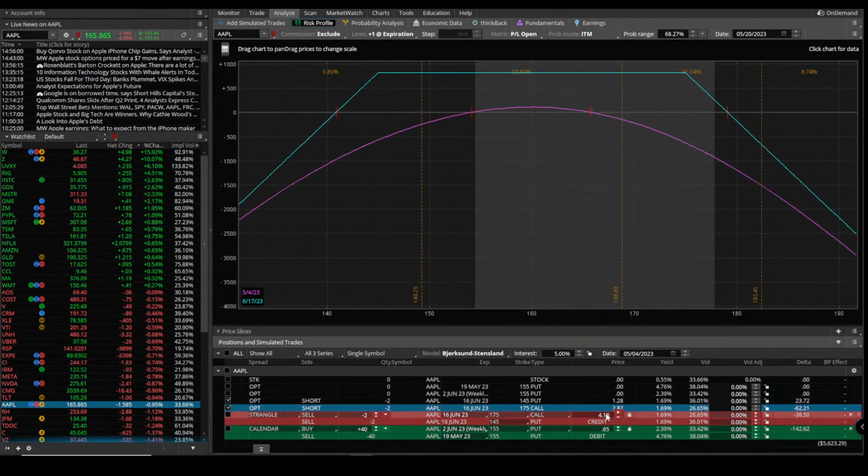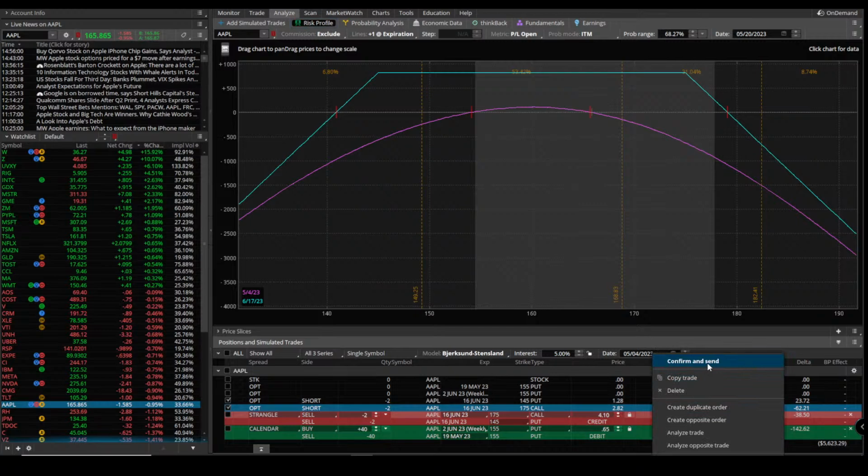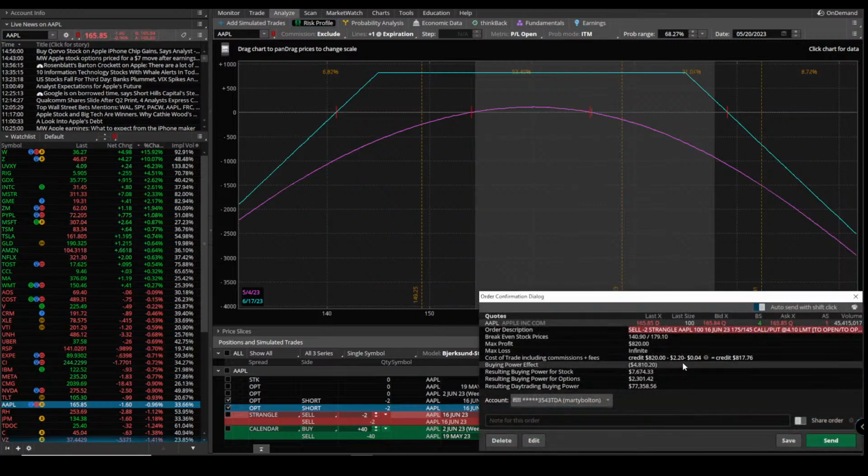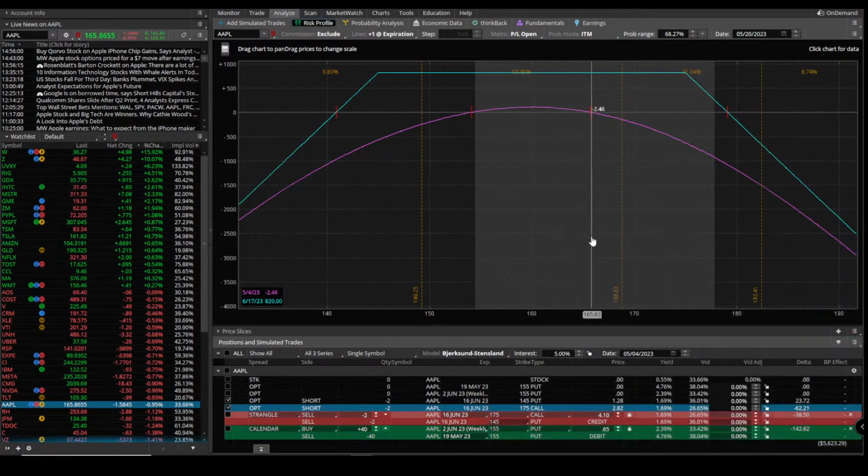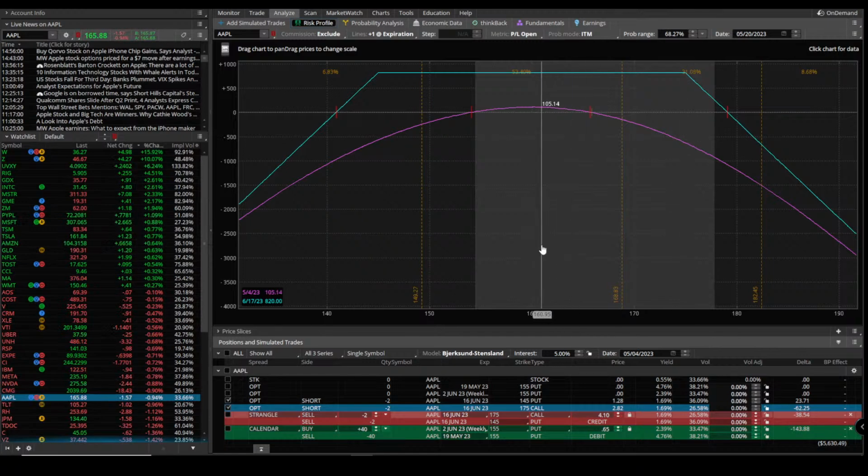And this strangle happened to be for two of those, you're looking at a buying power reduction of about $4,800. So for one of those, you're about $2,400 in order to make $400, right? So this is a good trade for me when I look at the ratio of buying power reduction to return. But this is out to June, just keep in mind.